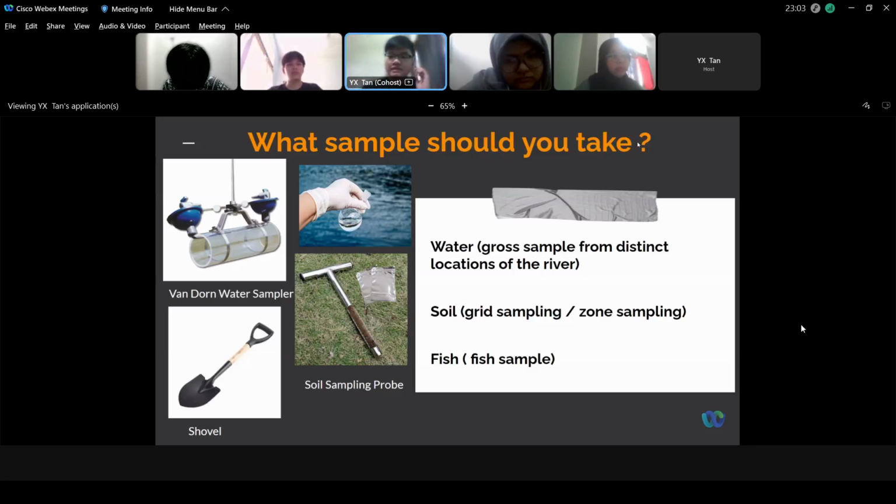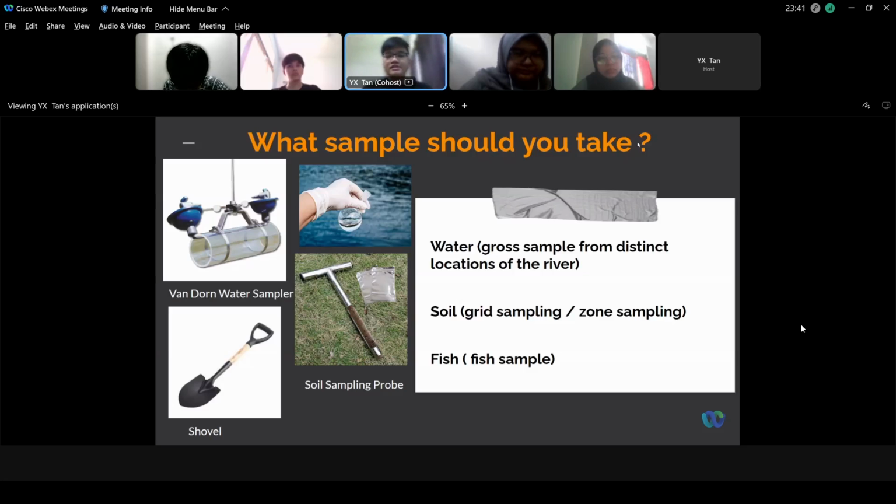When we're taking the water sample, we need to be careful that we do not touch or disturb the bottom of the river, because if we touch the bottom, the soil or the impurities from the bottom of the river will go up. Then the water sample that we take will have impurities inside. If the river is very deep, we can use the apparatus called the Van Dorn water sampler. The Van Dorn water sampler is used to collect samples in a very deep location.